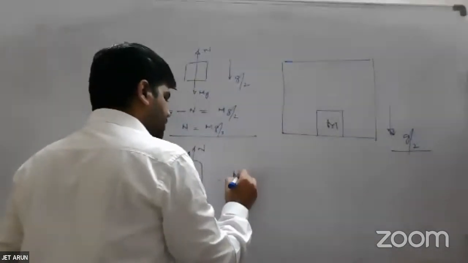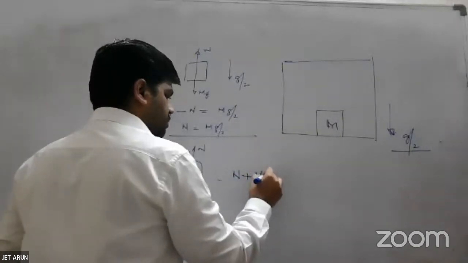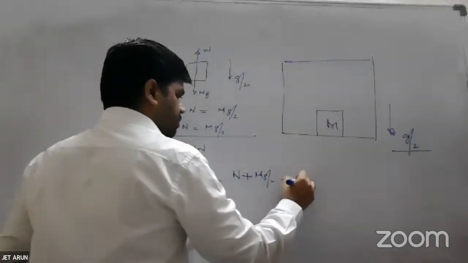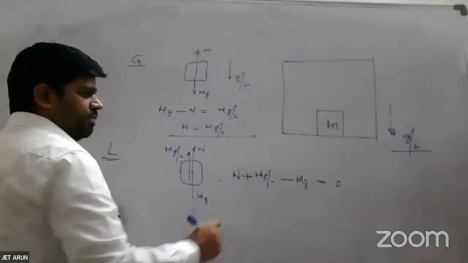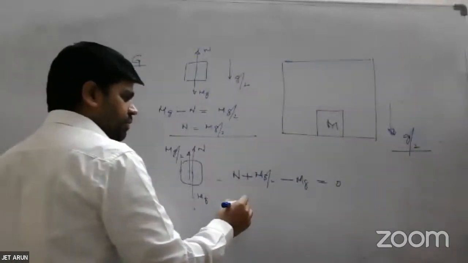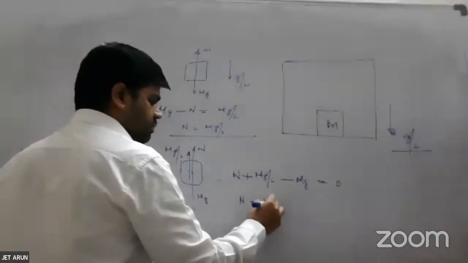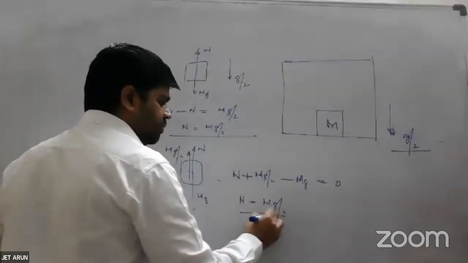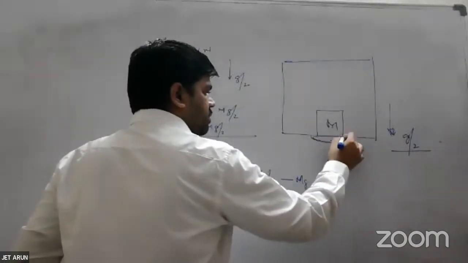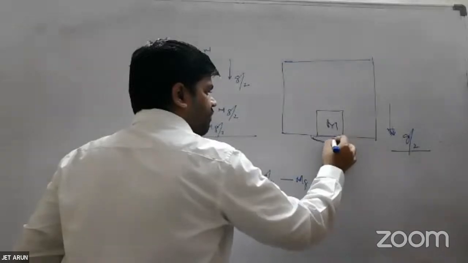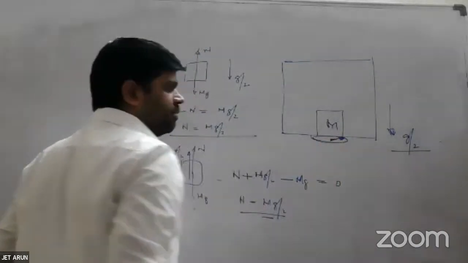So I'll write N plus mg by 2 minus mg equal to 0. Net force is equal to mass into acceleration. Acceleration is 0. So N is equal to mg by 2. So if I keep a weighing machine here, it measures normal reaction, students.